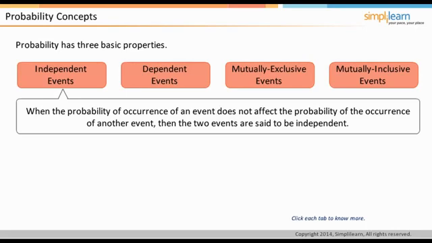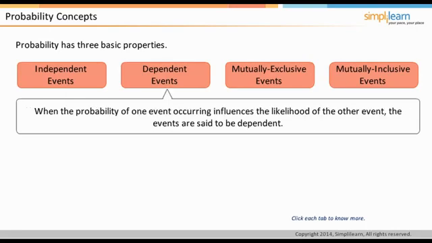Suppose you rolled a dice and flipped a coin at the same time. The probability of getting any number on the dice in no way influences the probability of getting heads or tails on the coin. When the probability of one event occurring influences the likelihood of the other event, the events are said to be dependent.